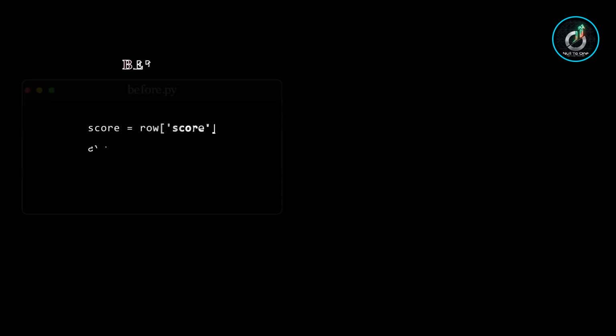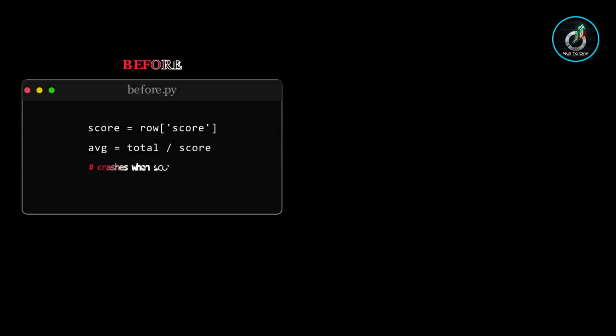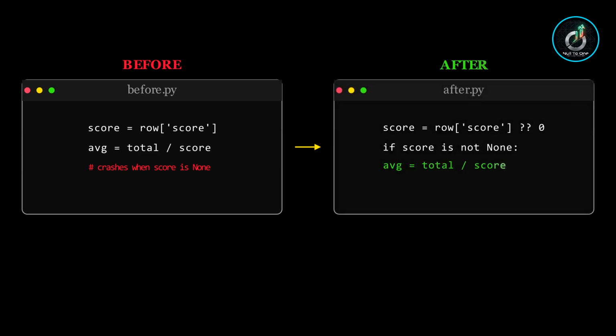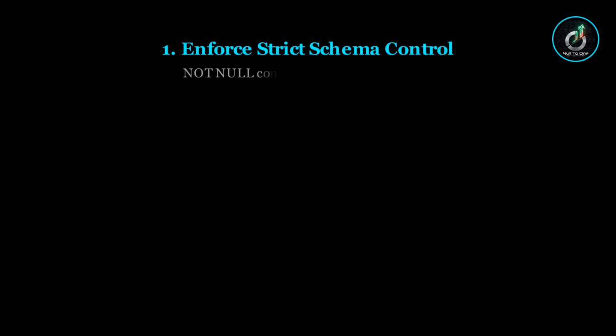So how do you transition into writing bulletproof architectures? You must embed 3 production habits into your daily development cycle. First, enforce strict schema control. Explicitly declare not null constraints on columns that handle arithmetic metrics, mapping them to explicit default values right at the database layer.